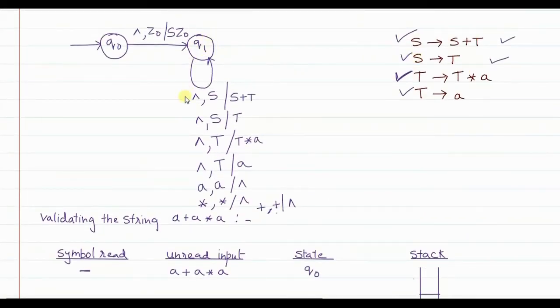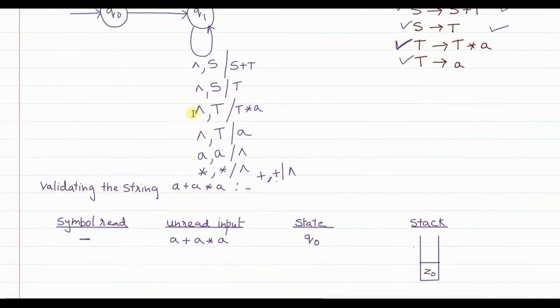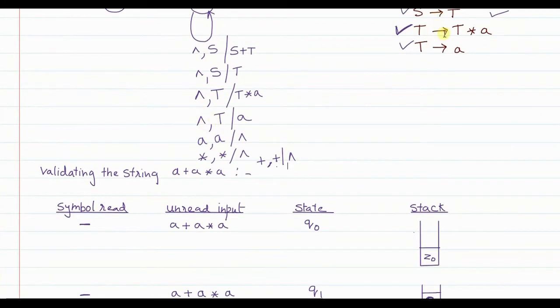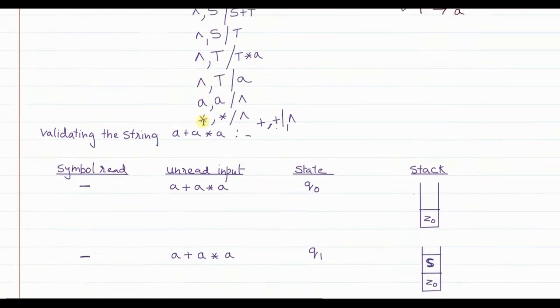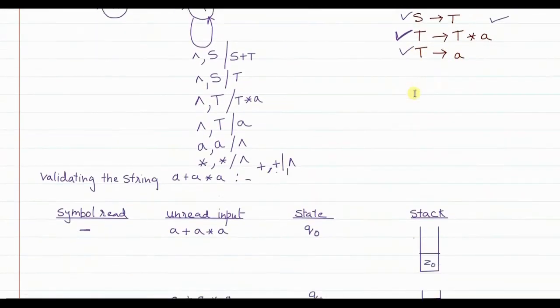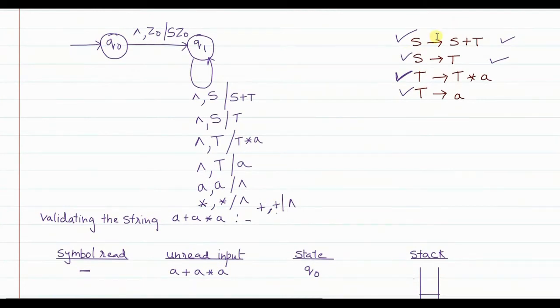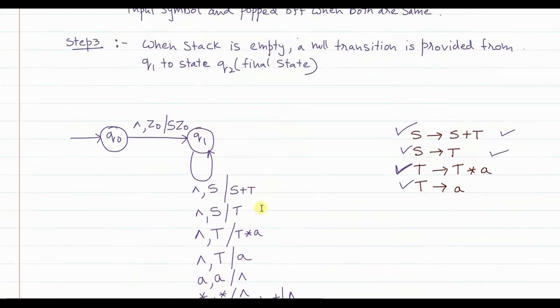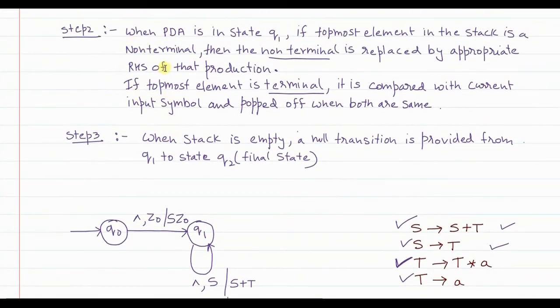So for state Q1, the productions are 1, 2, 3, 4. These 4 productions are for the 4 transitions. And 1, 2, 3, these 3 transitions are for the 3 terminals. So no matter what grammar is given to you in the exam, no matter what productions the grammar will have, you will always write it like this. In the Q1 state, you are going to represent all the productions with respect to their transitions, and the transitions for the terminal symbols. Okay, so this is step number 2.